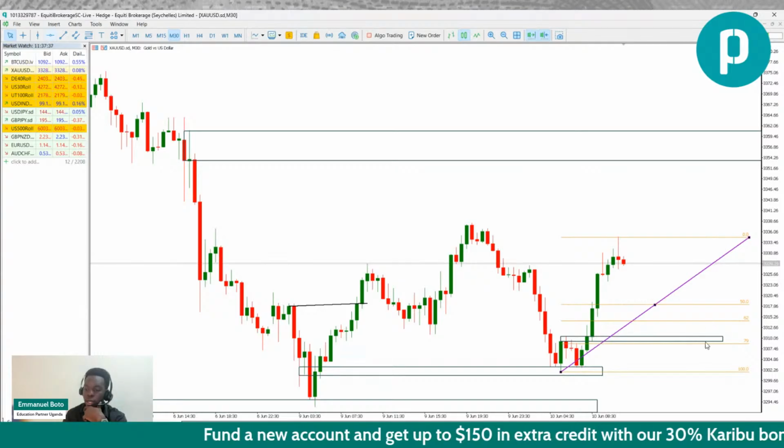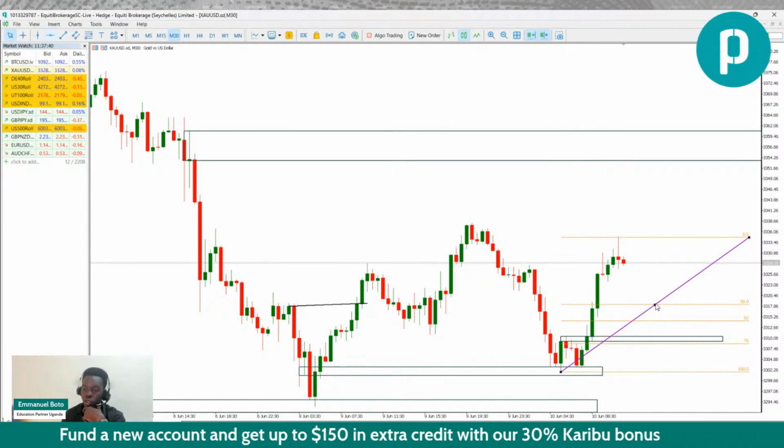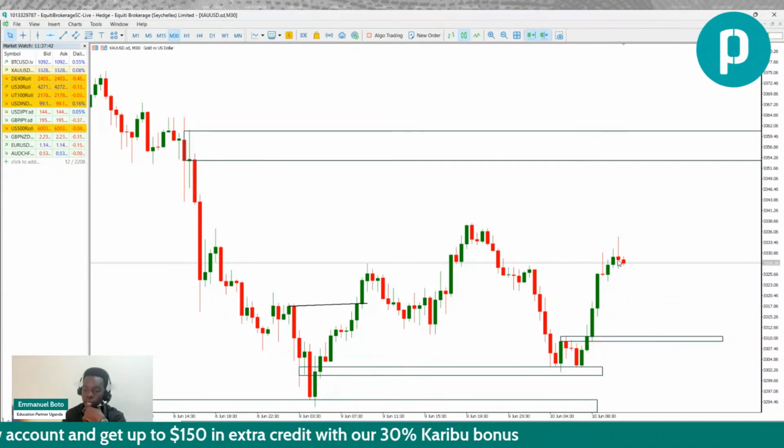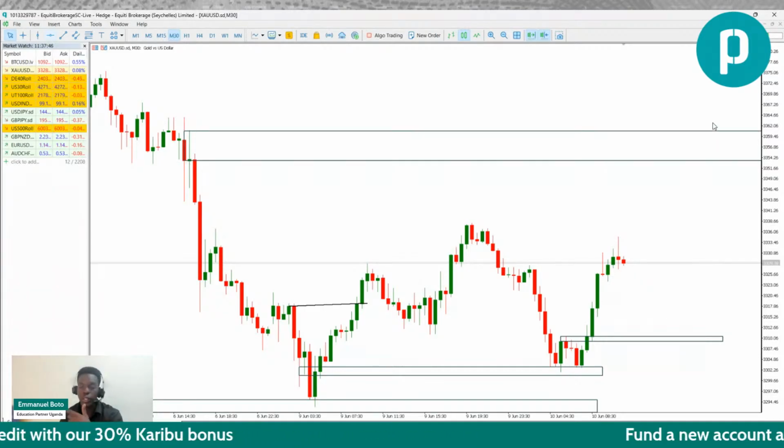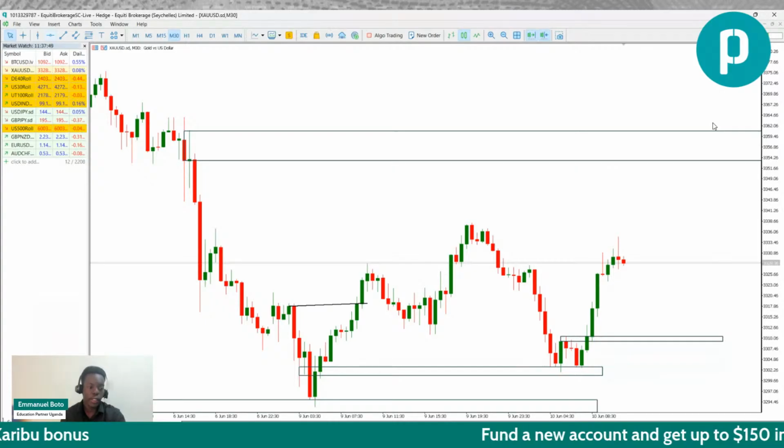And of course, if I mark it out this way, I do see that my SNR level is between the 62 and 79. So what I'm anticipating is that going into the London session, price can retrace all the way down here and then push to the upside later on in the New York session, hopefully before Trump gives his speech.